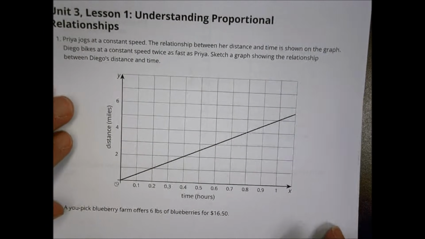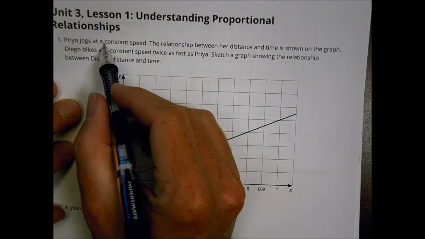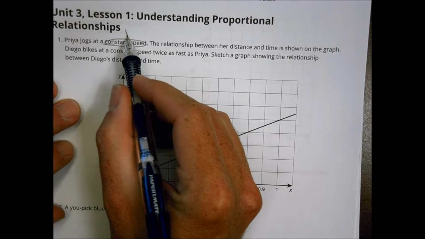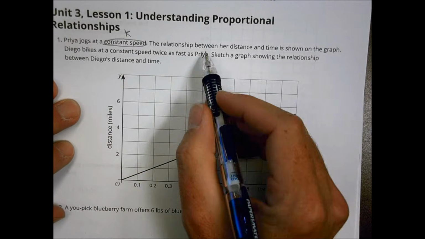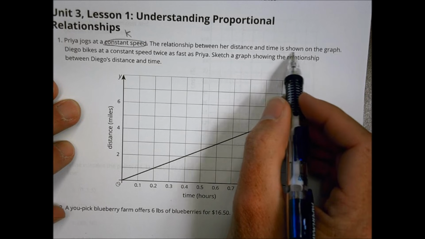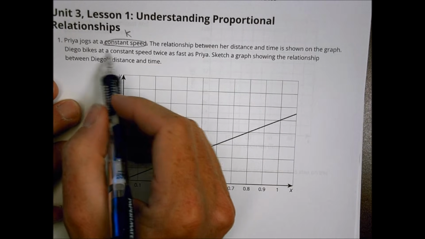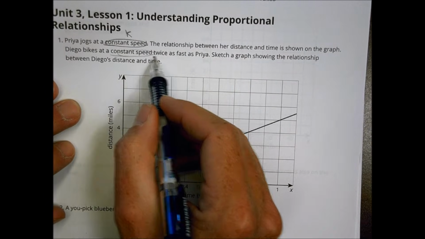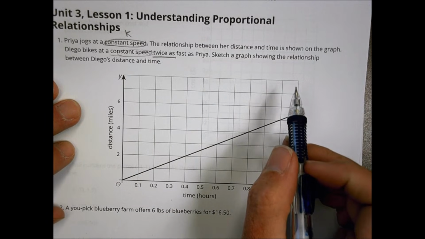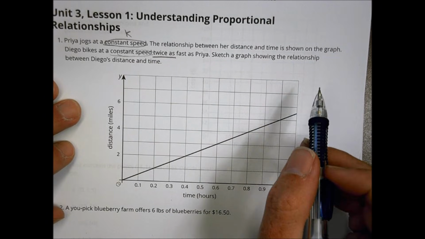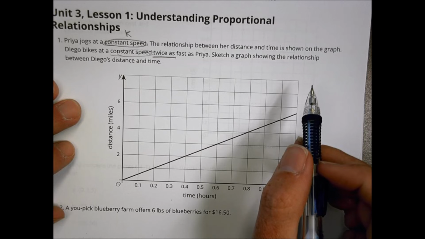All right, Priya jogs at a constant speed, we're going to call that K. The relationship between her distance and time is shown on the graph. Diego bikes at a constant speed, twice as fast as Priya. Sketch a graph showing the relationship between Diego's distance and time.